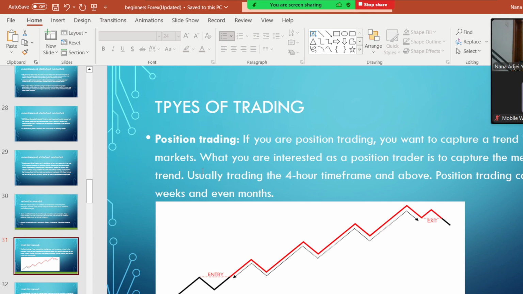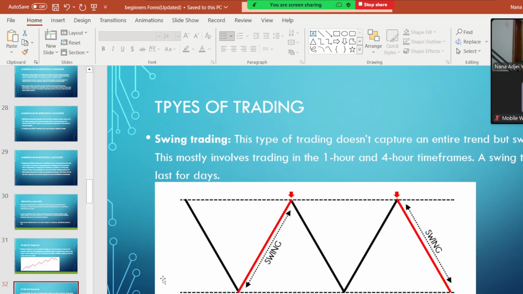So for the position traders, they mostly look at the 4-hour time frame and above. So they look at the 4-hour, daily, weekly, and then the monthly time frame. And then we also have the swing traders. The swing traders don't capture the entire trend, but they look at swing points. A swing point is a point where price creates a new high or a new low. We're going to talk about that later on.